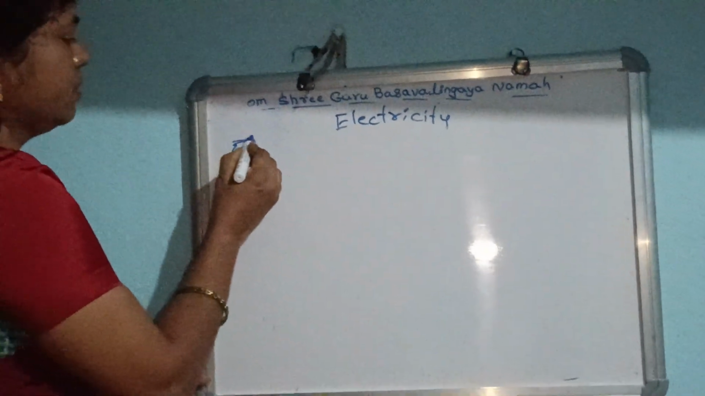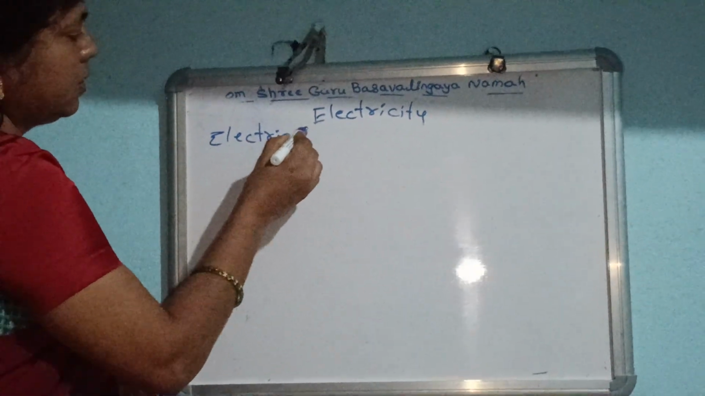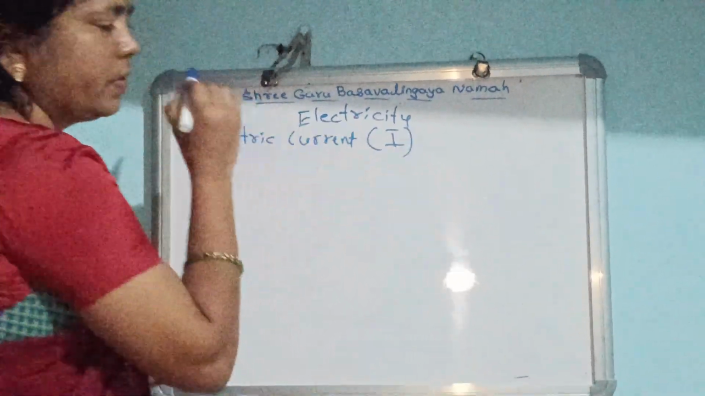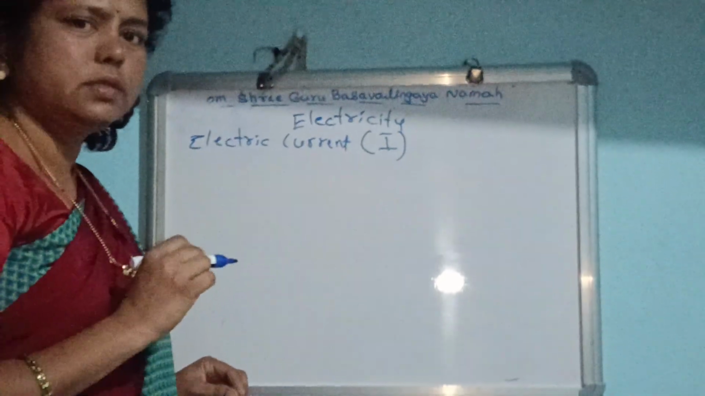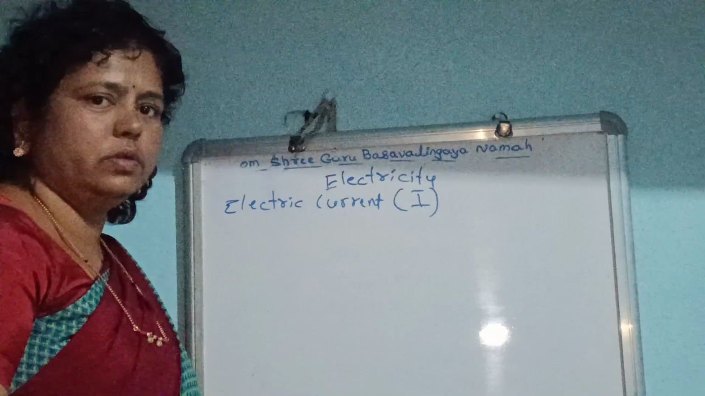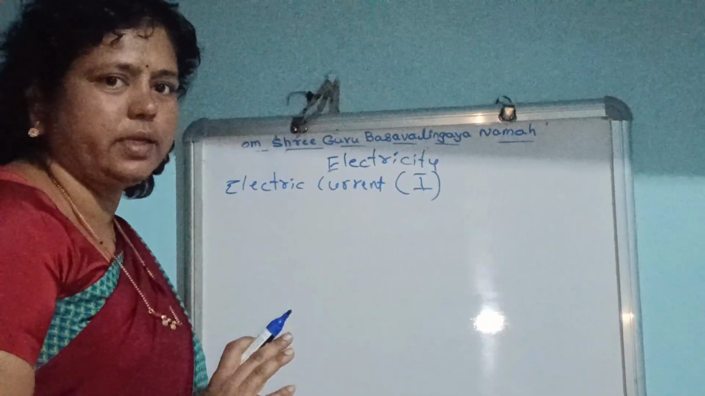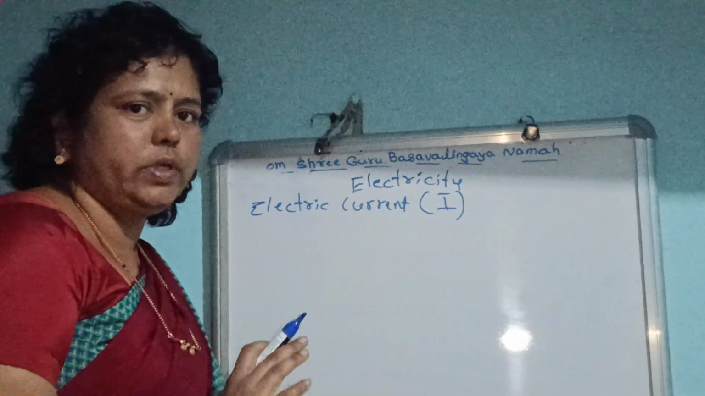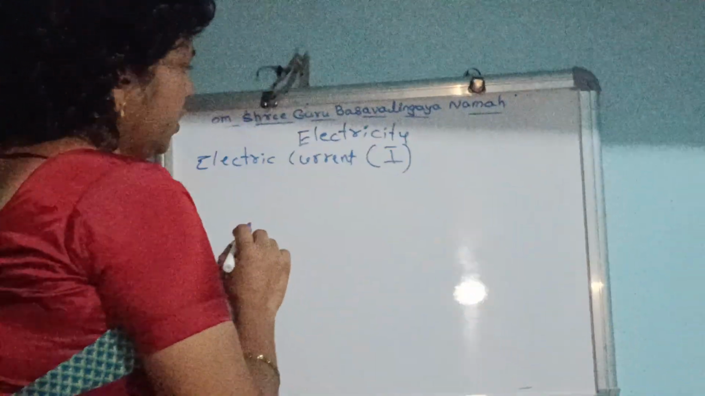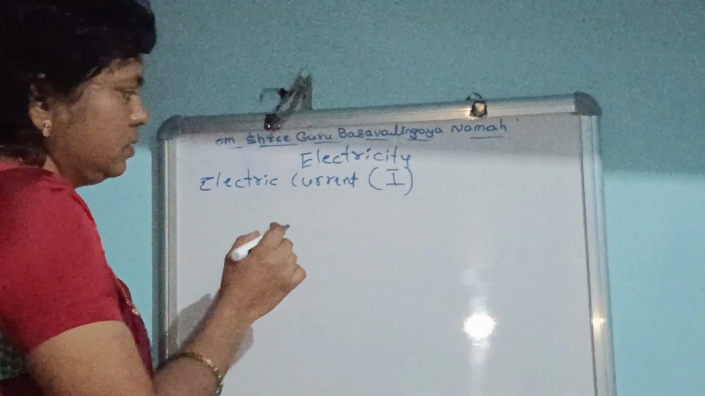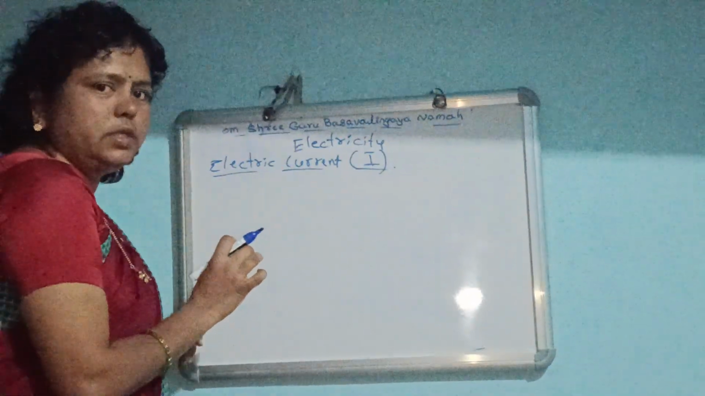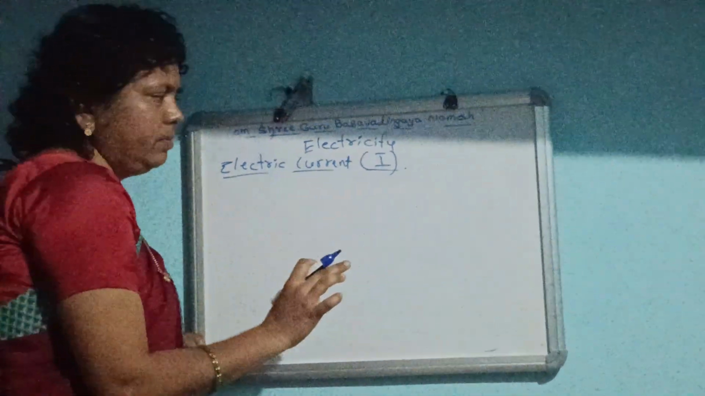Next, electric current is represented by the capital letter I. It is the rate of flow of electric charge with respect to time through a specific material, that is, a conductor. Conductors easily allow the passage of electric current, and a semiconductor's conductivity lies between that of conductors and insulators. Insulators do not allow the easy passage of electric current through them.